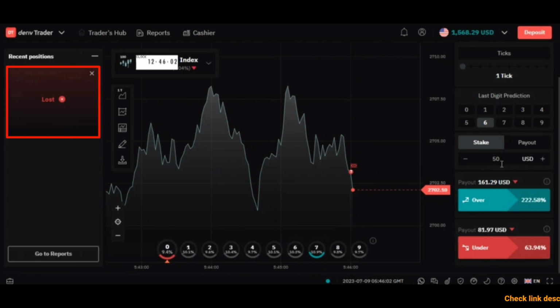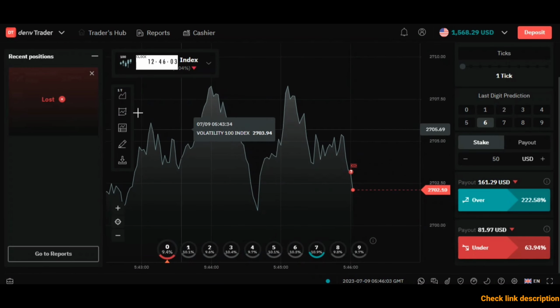If there is a loss like this, do compensation 1, 2, or up to 3 times the compensation.